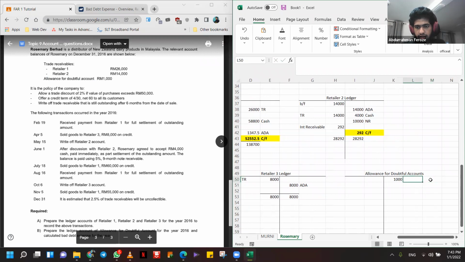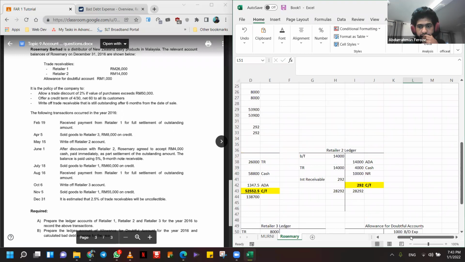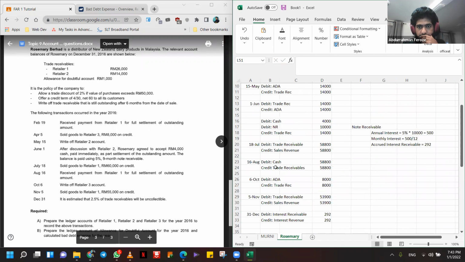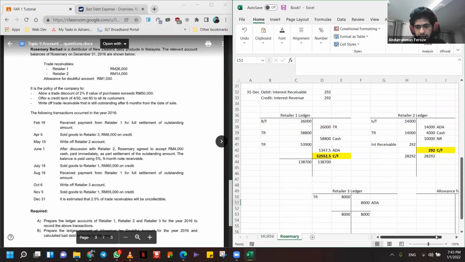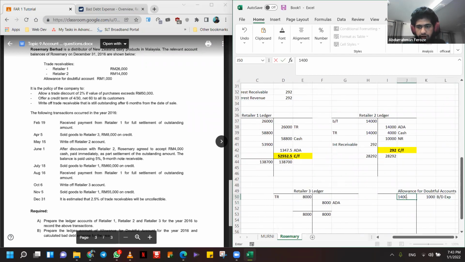All right. And you put bad debt expense. Okay, that is 1,000 out there. And then over here, what did we do here that required ADA? So here we debited ADA 14,000. Sorry, this is brought forward. Okay, we debited 14,000 for TR, trade receivables.